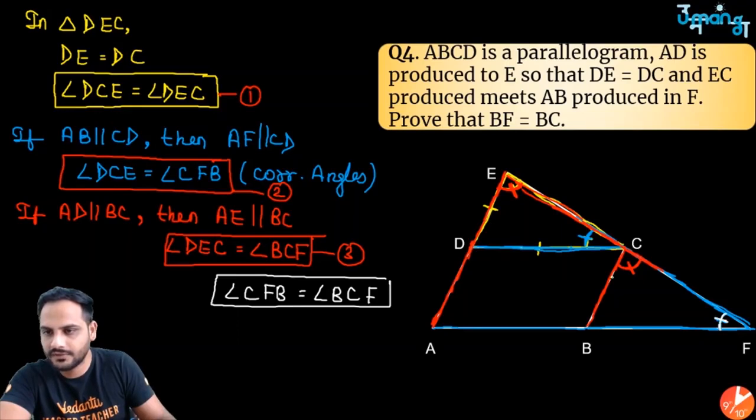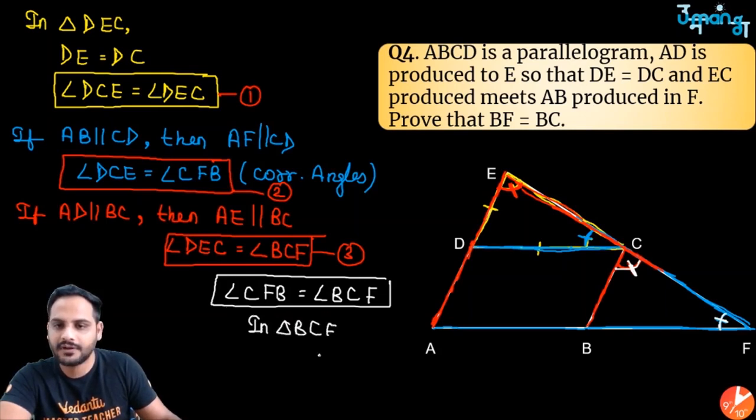CFB is equal to BCF. ये दोनों एंगल इक्वल है. ठीक है, तो if you will see कि सर in triangle BCF में we have angle CFB is equal to angle BCF. So if two angles are equal, side opposite to them will be equal to each other.